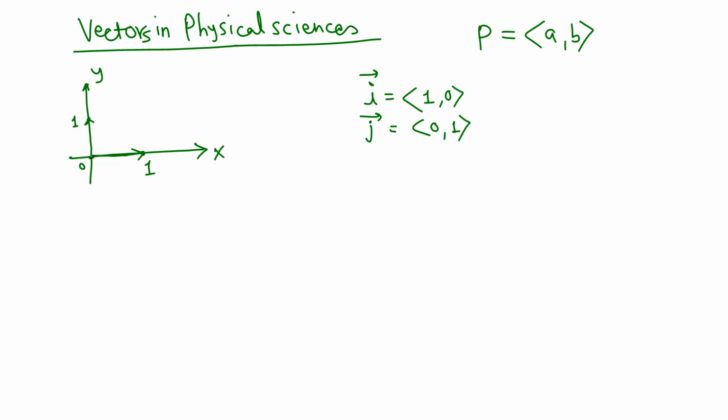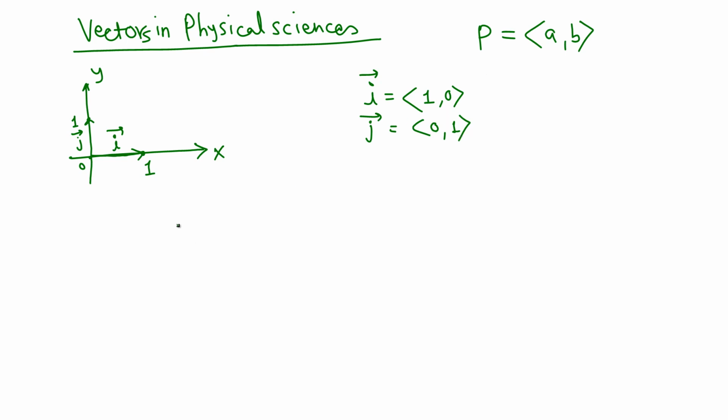Consider this plane, x-axis, y-axis, from 0. Let's consider a vector with length 1, so magnitude 1, up to (1, 0). This vector is denoted by i, and we write i equals (1, 0). And the unit vector having magnitude 1 along the y-axis, we denote by j. So j is just (0, 1).